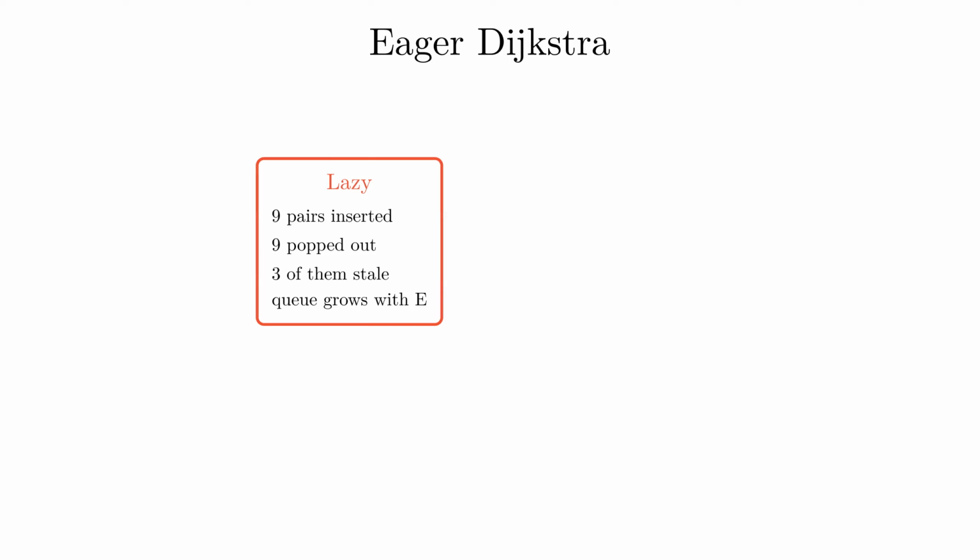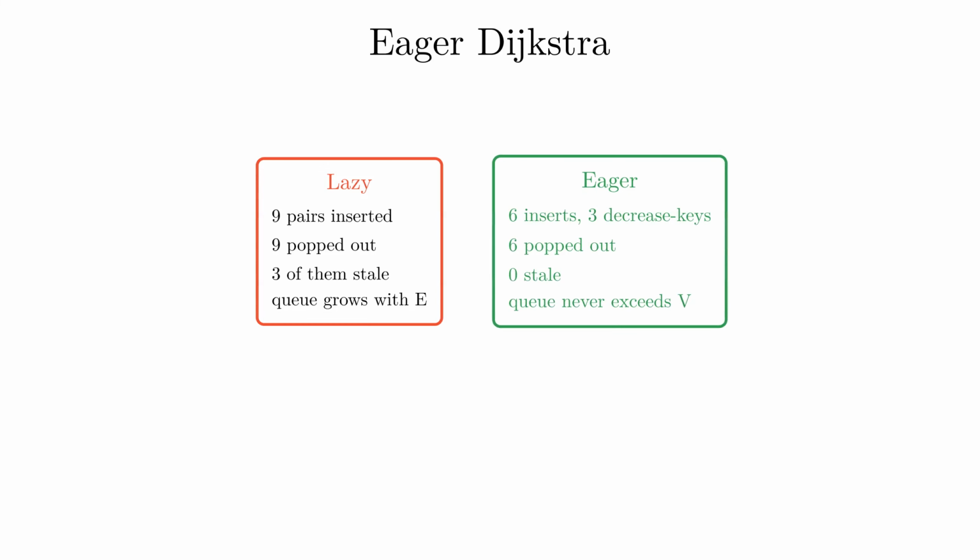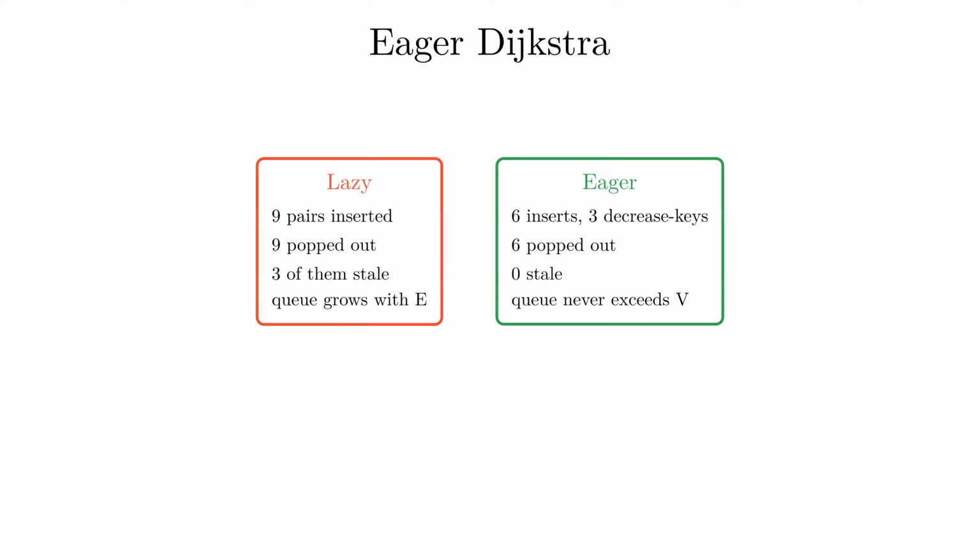Now let us compare the two versions. The lazy run inserted 9 pairs and threw 3 away. The eager run inserted 6 and updated 3, and wasted nothing. Both produce the same answer. The eager version simply never creates work it has to undo, which is why it is the better choice on dense graphs.